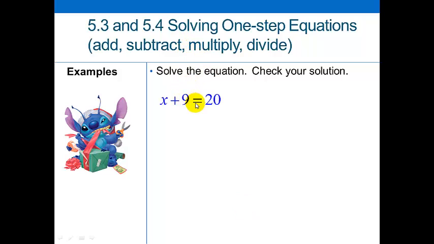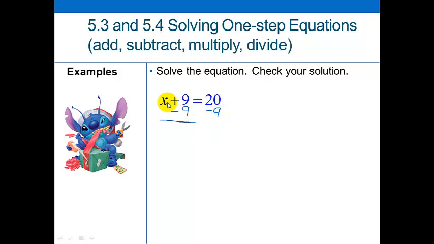X plus 9 equals 20. And I know some of you are like, oh, I know what it is, I can figure it out in my head. I don't care. I want you to write it down. So plus 9, x, I'm adding a 9. To undo adding, I need to subtract. So I'm going to subtract the left side by 9, and I'm going to subtract the right side by 9.